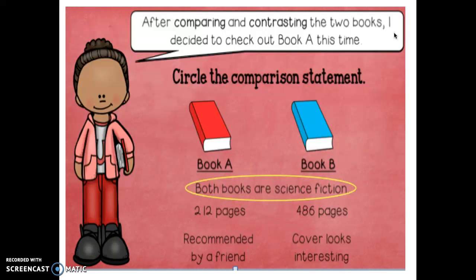Let's look at the comparison statement. I circled it in yellow. Both books are science fiction. That is the way I compared to tell how they are alike. The other ways that the books were different, the page numbers, and whether they were recommended or what the cover looked like, would have been contrasting.